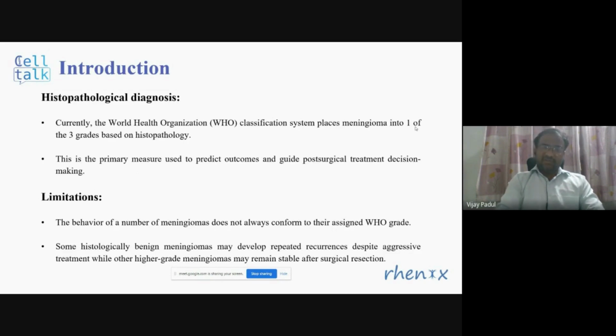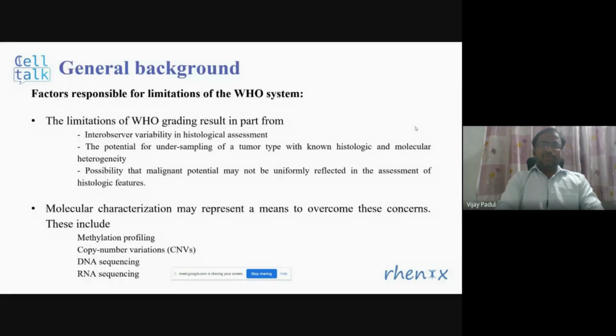So this limitation is detrimental to making accurate treatment choices for the patient. Currently, we need a better classification system so that treatment can be managed effectively. So the authors of this paper have proposed a new system of grading of meningioma, and they have included molecular features of the tumor also.